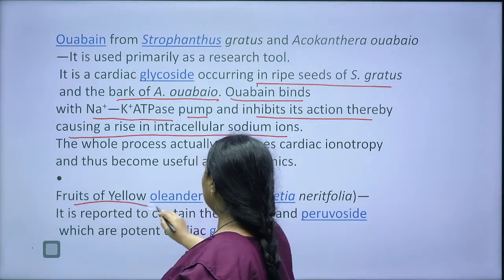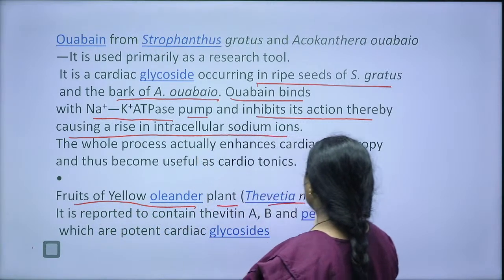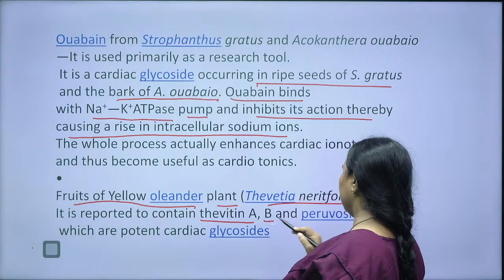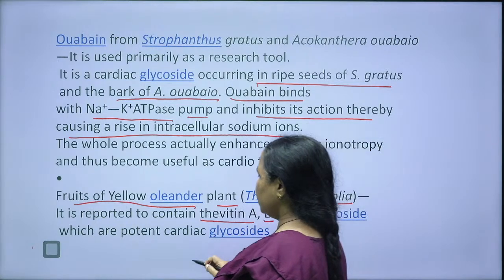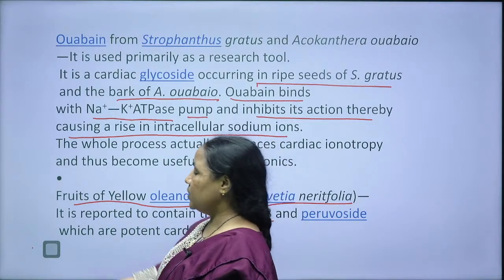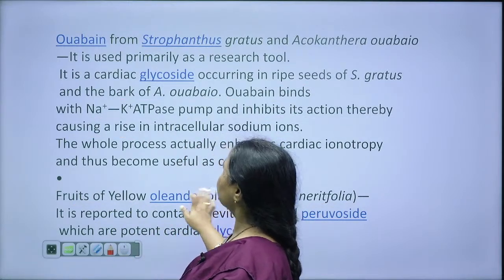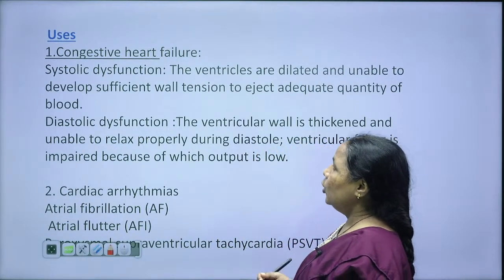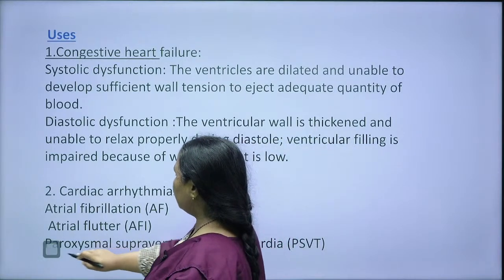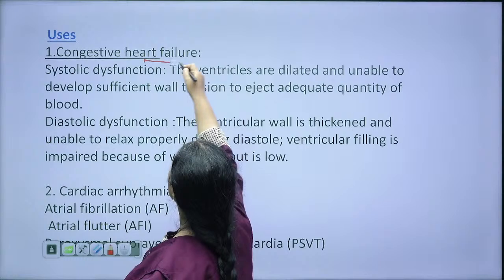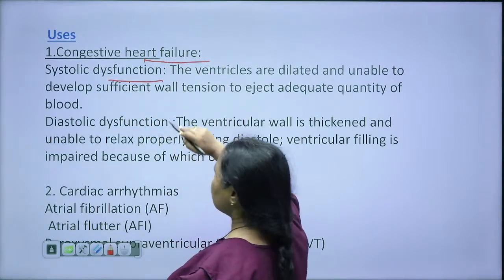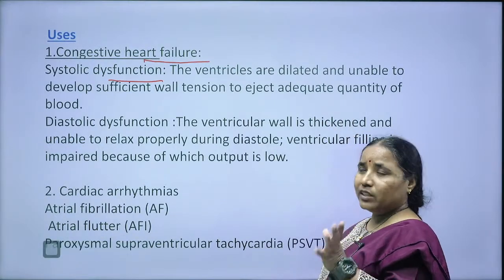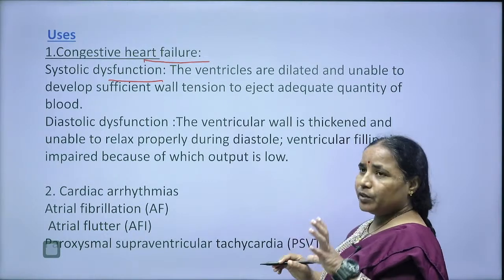And the fruits of the yellow oleander plant, Thevetia neriifolia, are reported to contain thevetin A, thevetin B and peruvoside, which are cardiac glycosides that can be used as cardiotonics. The major uses of these glycosides are in the treatment of congestive heart failure, where systolic dysfunction is obtained. That is, the ventricles are dilated and unable to develop sufficient wall tension to eject an adequate quantity of blood.